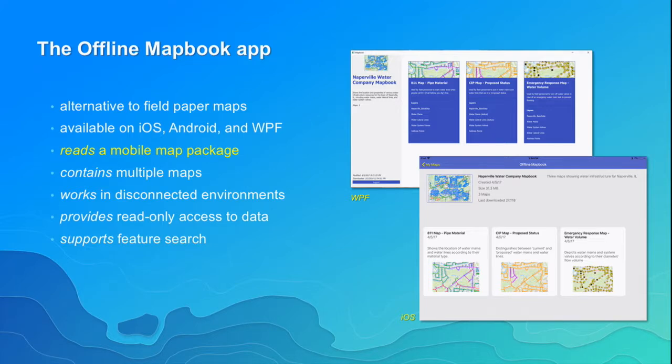And this particular mobile map package also supports feature search, because as you'll see, we packaged a locator into it. So for any one of those maps that's pulled up, you can actually search for different utility features, water mains, water lines, etc.